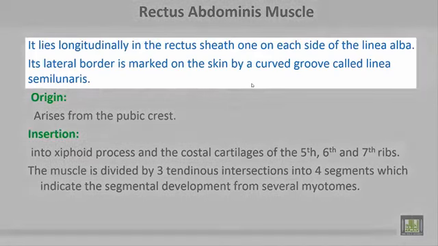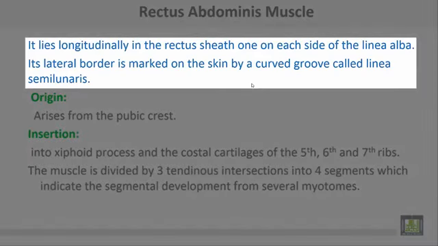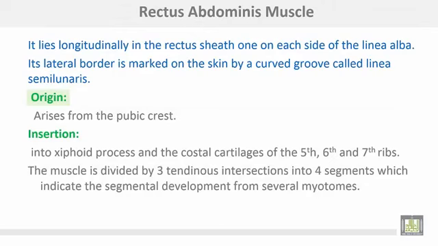Rectus abdominis muscle lies longitudinally in the rectus sheath, one on each side of the linea alba. Its lateral border is marked on the skin by a curved groove called the linea semilunaris. It takes origin from the pubic crest and is inserted into the xiphoid process of the sternum and the costal cartilages of the 5th, 6th, and 7th ribs.